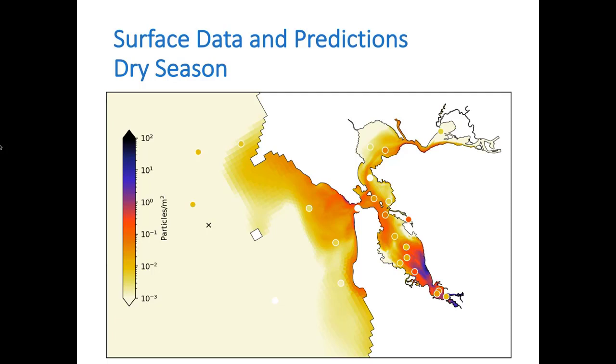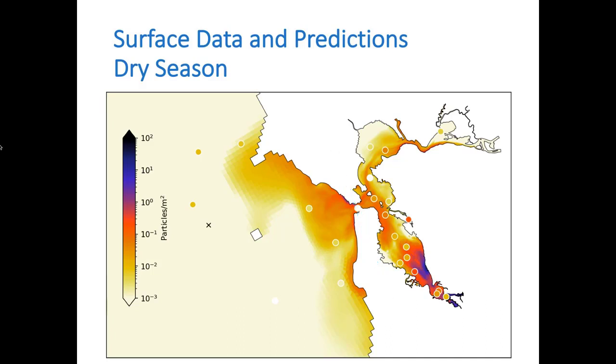Concentrations out in the ocean of the actual samples taken are generally lower than the ones inside the bay. And there are areas where they're somewhat higher. For example, all the ones on the right inside the bay are darker or have higher concentrations than the one outside of the Golden Gate.